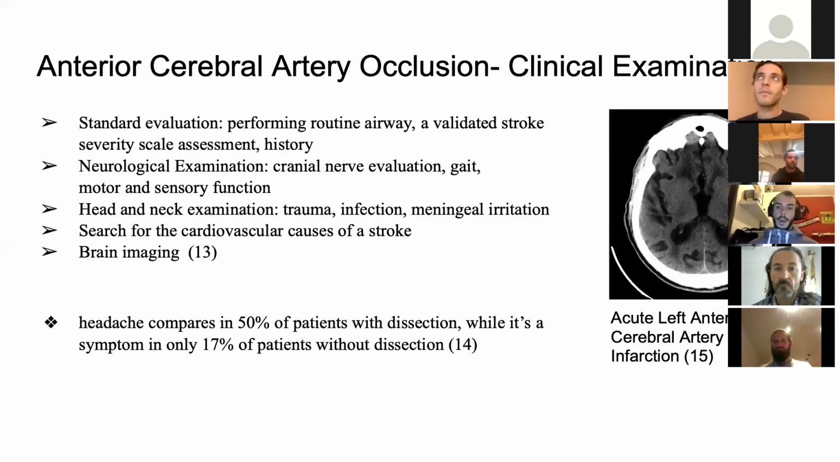Next slide. Once an acute ischemic stroke is suspected, the standard evaluation includes performing routine airway, breathing, and circulation assessment, checking the blood glucose, performing a validated stroke severity scale assessment, and examination of the head and neck for signs of trauma, infection, and meningeal irritation, and an accurate focused history regarding the time of symptom onset. Another important step is the neurological examination that includes different assessments: cranial nerve, motor, sensory, and cerebral function, gait, language, and mental status. In order to know the type and characteristics of the stroke, it's important to perform brain imaging.